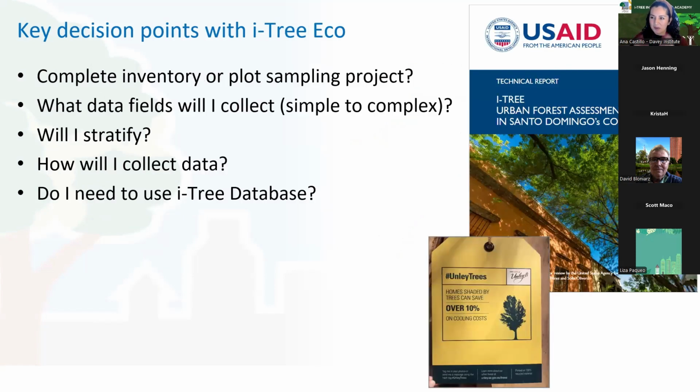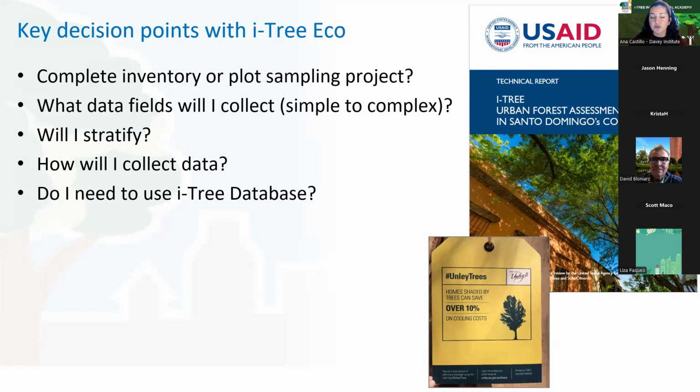All right, take a breath. With all those things in mind, now we're going to start thinking about some of the key decisions that you're going to have to make as you set up an iTree Eco project. Off the bat, there are decisions that you'll have to make as you open your project and set up the configuration, such as whether you'll do a complete inventory or a plot sampling project, which I'll discuss a little bit next, and what tree measurements you'll collect while you're out in the field about the tree and its relation to the built environment.